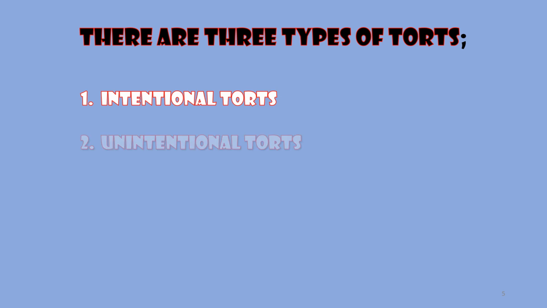The second type of torts are unintentional torts, also called negligence. Negligence occurs when a defendant acts in some way that subjects others to an unreasonable risk of harm. The defendant takes an action that subjects others to an unreasonable risk of harm. Now, the key here is unreasonable. It has to be something that is beyond the pale, something that a normal person would never consider doing.